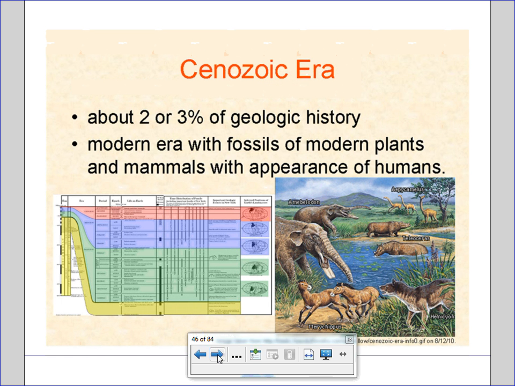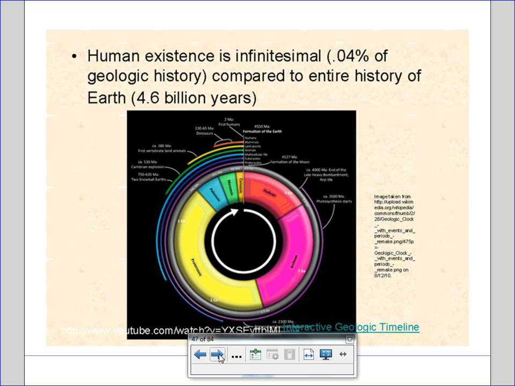The Cenozoic is only about 2 or 3% of geologic history. So we color in our reference tables red, and we'll slide that all over to a tiny, tiny little portion on the left. That's also referred to as the age of mammals, and includes the very end where humans first appear. Human existence is very tiny compared to the whole 4.6 billion years of Earth's history. Overall, humans in the rock record represent 0.04% of geologic history.